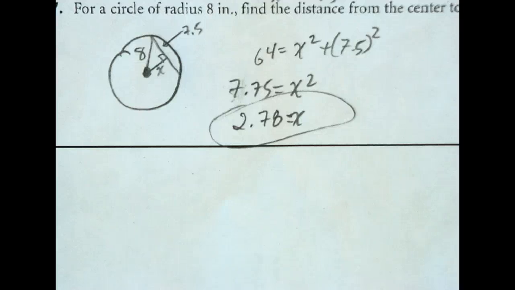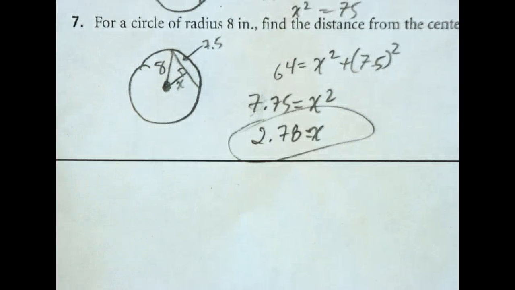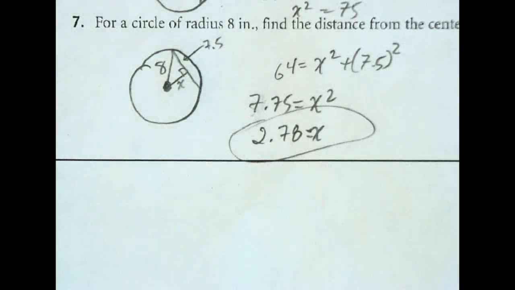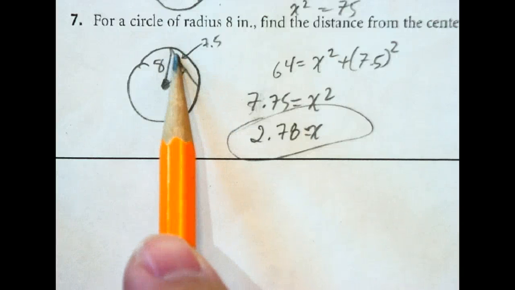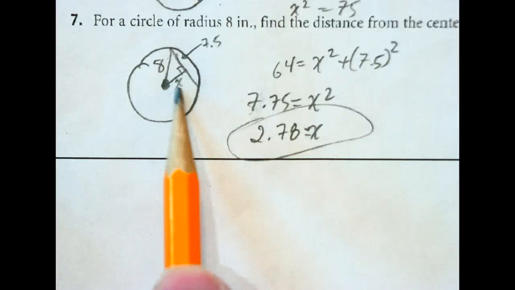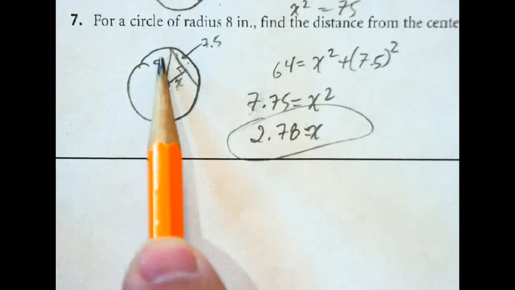2.78? Yeah. 2.78. X squared is 7.75, so you got to take the square root. Or 30 root 31 over 2. Okay. Make sure you recognize that this length is 7.5 because the total is 15. Okay, radius is 8, so x squared plus 7.5 squared is equal to 8 squared. How many got it right?